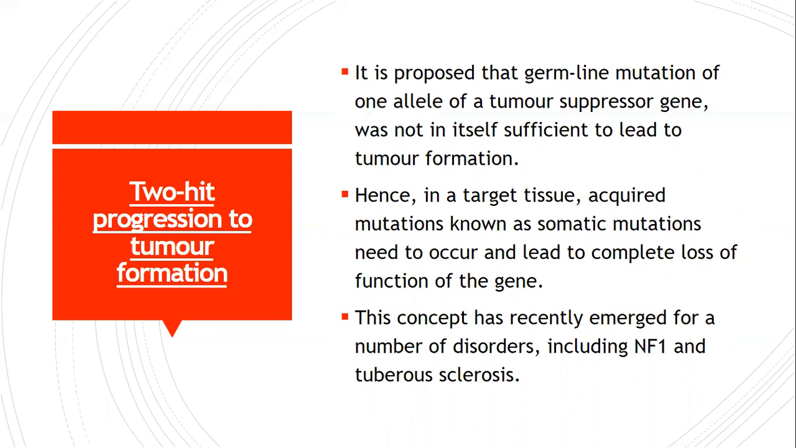So a particular tumor requires a mutation in the germline as well as a somatic mutation, and the two different mutations are required for that particular tumor, and this concept is called two-hit progression to tumor formation. The concept has recently emerged from a number of disorders like neurofibromatosis 1 and tuberous sclerosis.